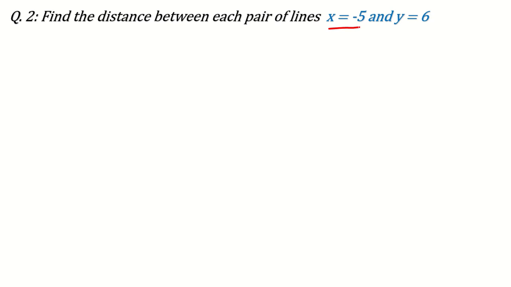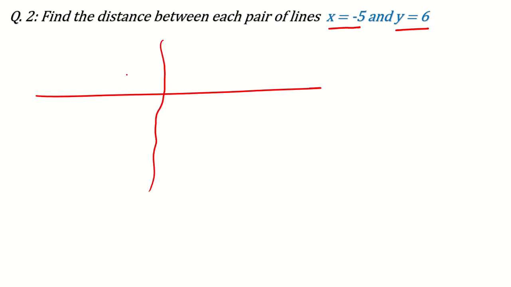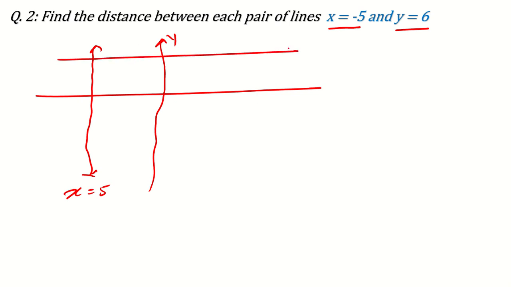Now, if it is the case, x is equal to -5 and y is equal to 6, what should be the distance between them? If you draw the line for this, x is equal to -5 will look like something here, because -5 will be on the left side of the y-axis. And y is equal to 6 will look like something here, it is positive, so it will be above the x-axis. So what is the distance between them? I told you, if lines are intersecting lines, then the distance between them will be equal to 0.